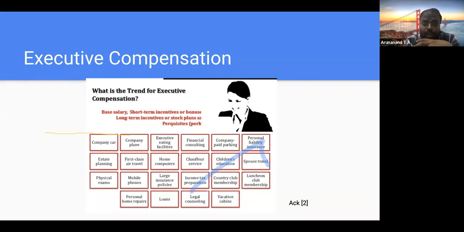Companies normally provide cars, estate planning, first class air travel, company plane, Elon Musk might have, home computers, chauffeur service, children's education, spouse travel, company paid parking, vacation cabins, etc. There are so many benefits that the executives in the larger organizations get. So compensation is not always about money, gentlemen. In most cases, compensation in means and kinds will be larger than what they get in hand.